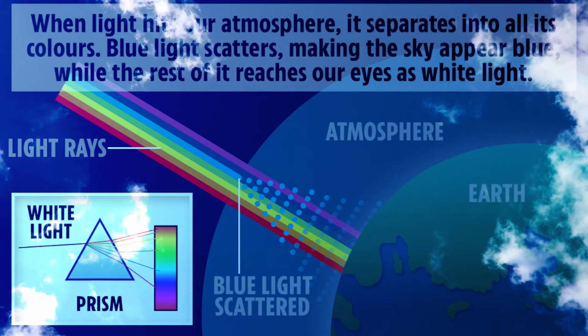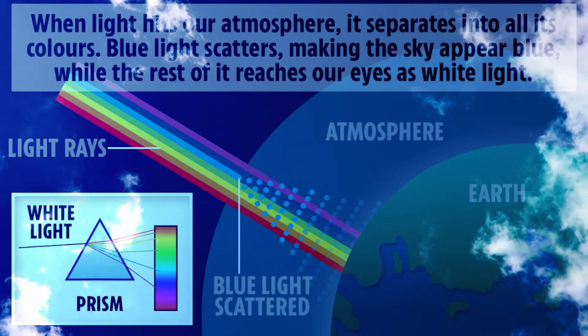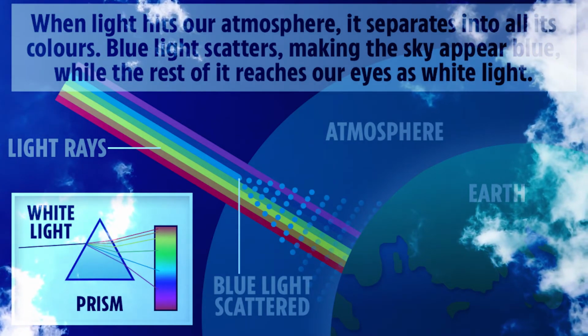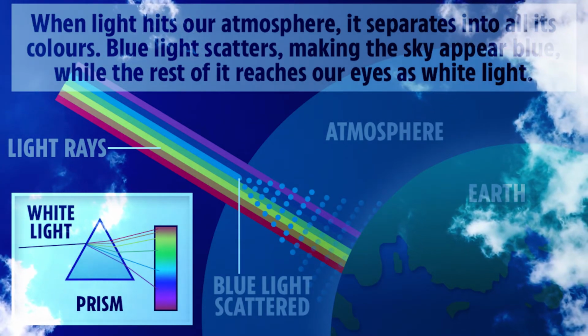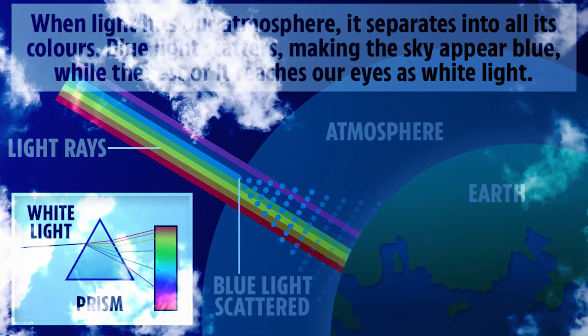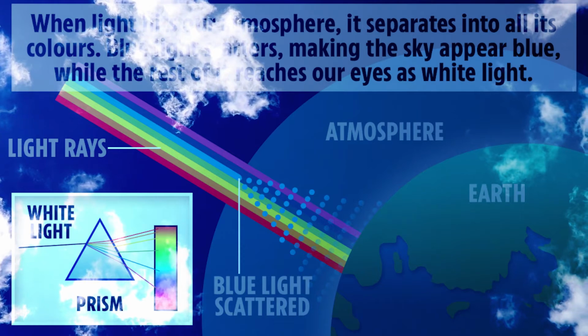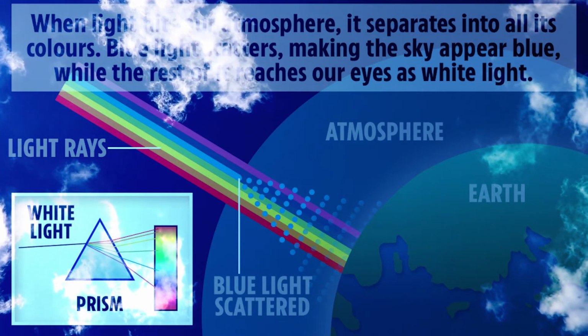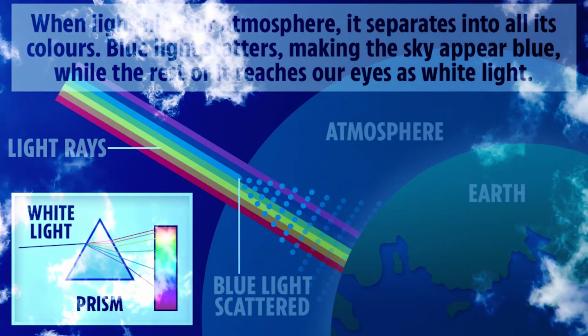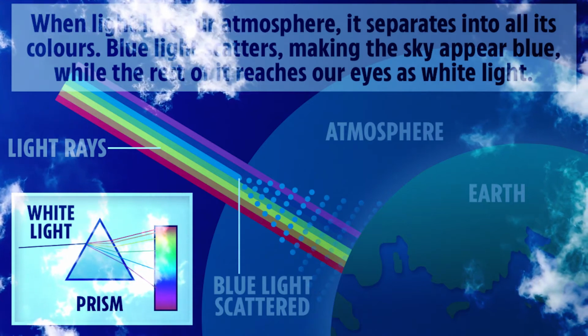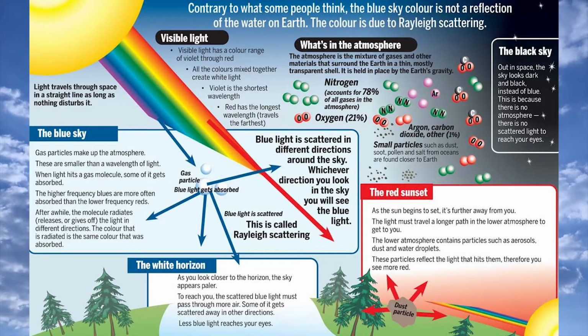When the sunlight strikes particles of dust, smoke, etc., which are bigger than the wavelength of sunlight, all the colors of sunlight are equally scattered. As a result, the scattered light appears white.